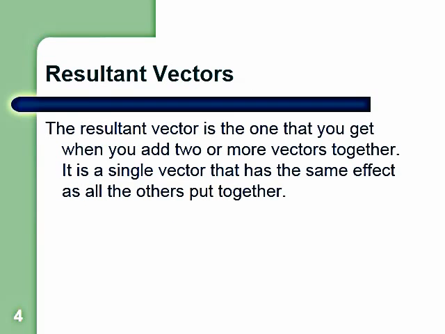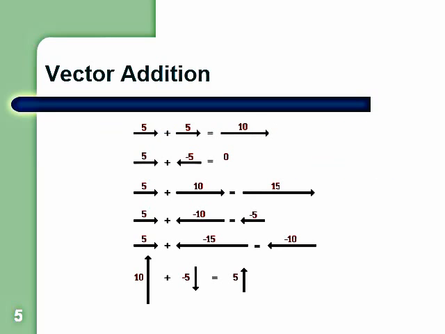Okay, so resultant vectors occur when you add two or more vectors together. There's a single vector that has the same effect as all the others put together. So here are some examples of vector addition. If you have, say, a velocity of 5 meters per second added to a velocity of 5 meters per second, then the resultant vector is 5 plus 5, and also in the same direction as the two previous vectors.